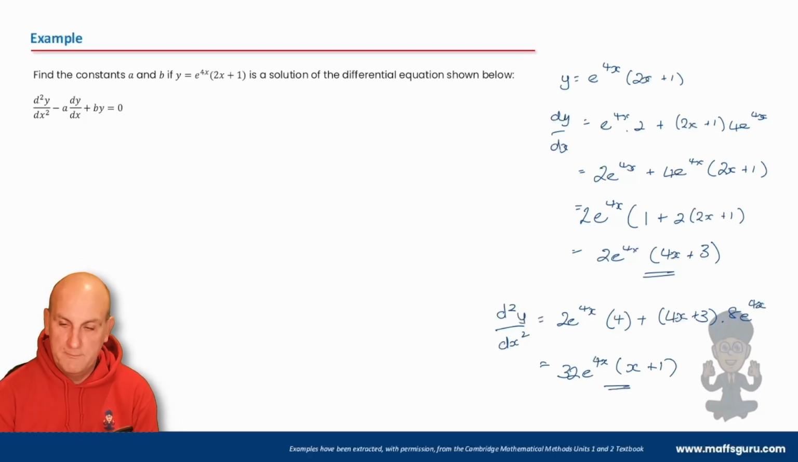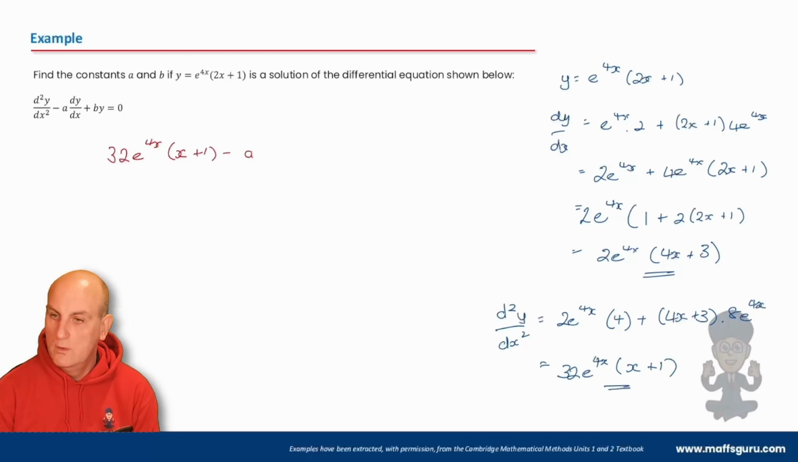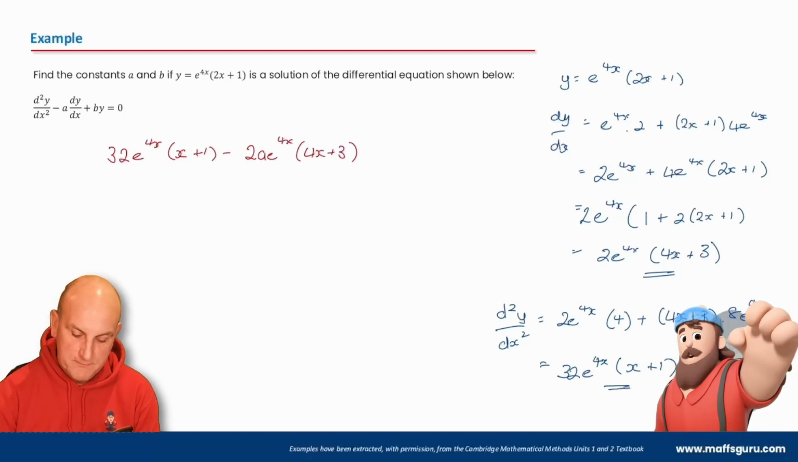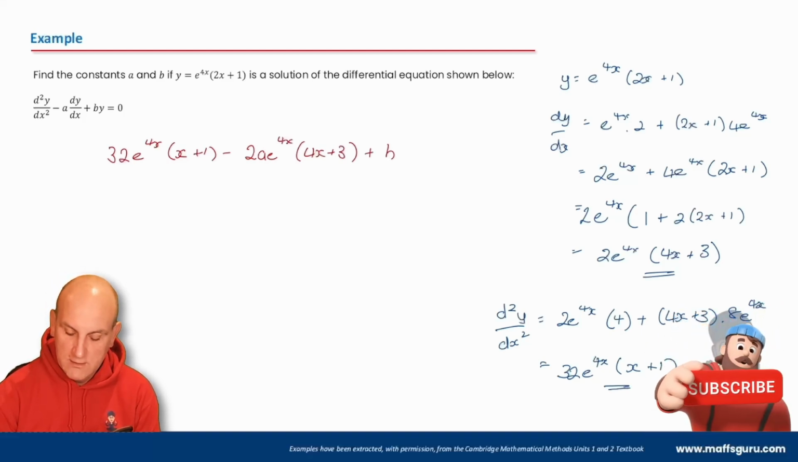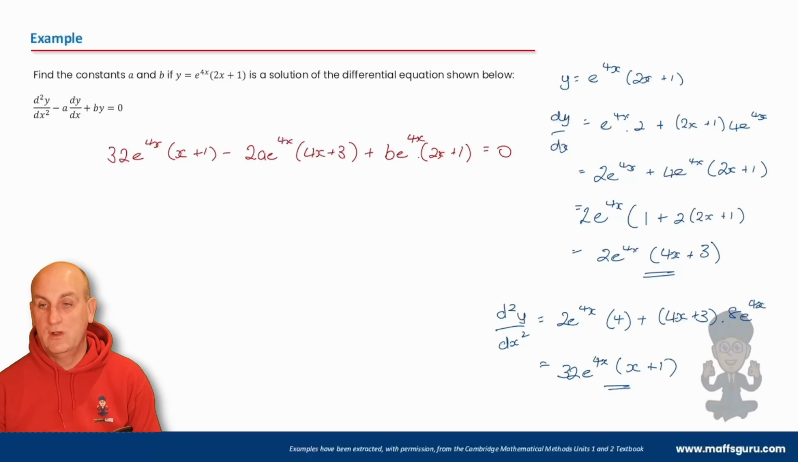So, d squared y by dx squared, we now have that as 32e to the 4x, x plus 1, minus a lots of dy by dx. So, if we times all that by a, we get minus 2 lots of a e to the 4x, 4x plus 3. Plus b lots of y, which is b lots of e to the 4x, 2x plus 1. And we know that that's equal to 0. They've told us it's equal to 0.